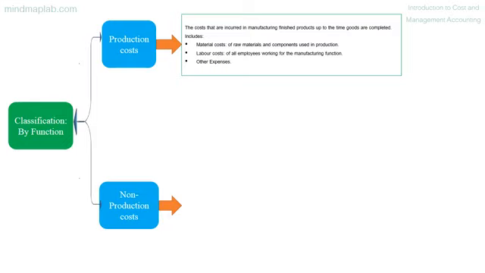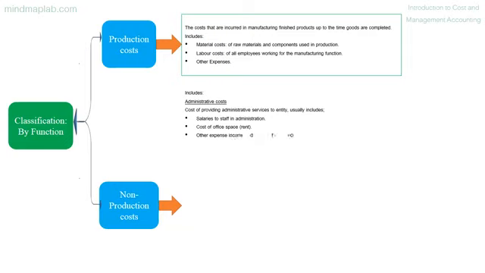Non-production costs. Non-production costs include administrative costs. Cost of providing administrative services to the entity, usually including salaries to staff in administration, cost of office space, rent, and other expenses incurred for administration only.